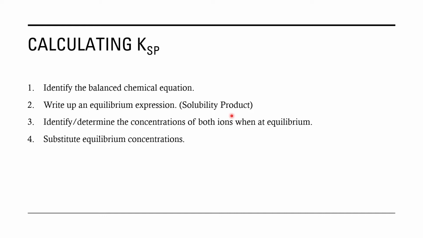We find the balanced chemical equation and write up the equilibrium expression. In this case, we'd be writing up a solubility product. We would then identify the concentrations that are in the question, or calculate them, for both of the ions that are present at that point of saturation or equilibrium. And then we substitute all the concentrations in and get our KSP value at the end. There's a practice question that will come after the next couple of slides.